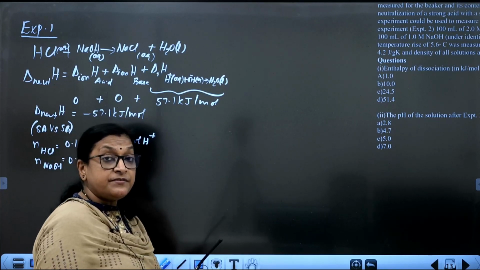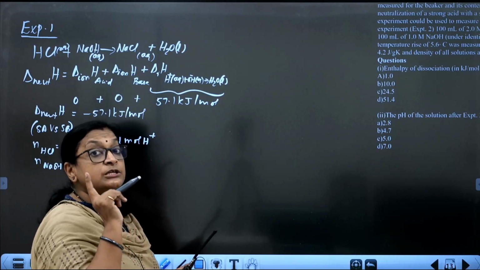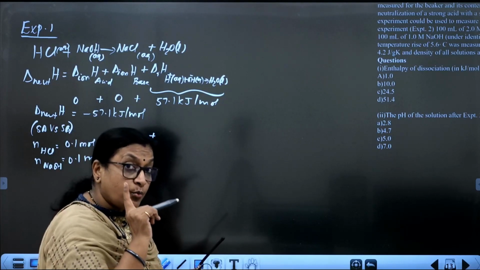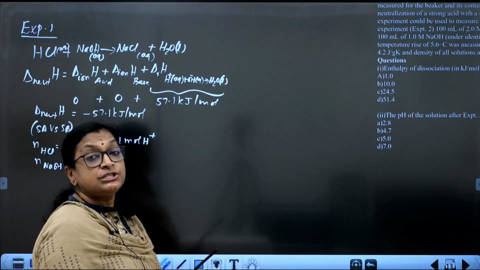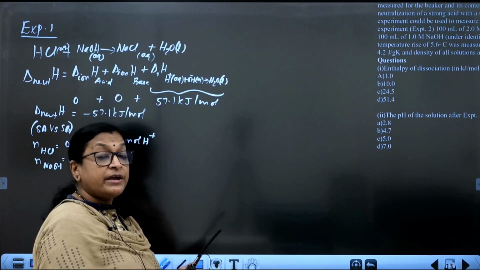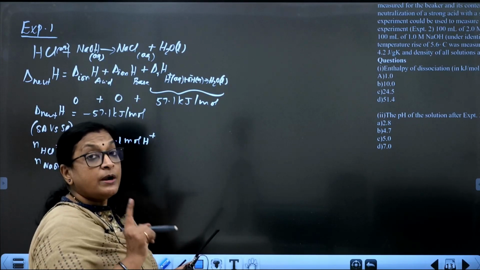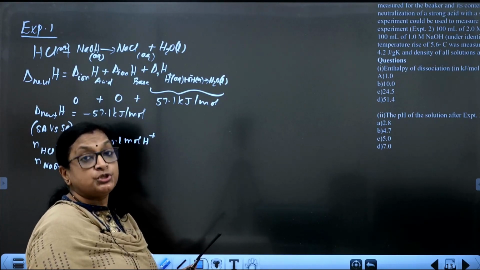So 57 kilojoule is 57,000 joule for 1 mole water produced. Here only 0.1 mole water is produced. Therefore, heat released in this process would be 5,700 joule. For 1 mole water produced, 57,000 joule.